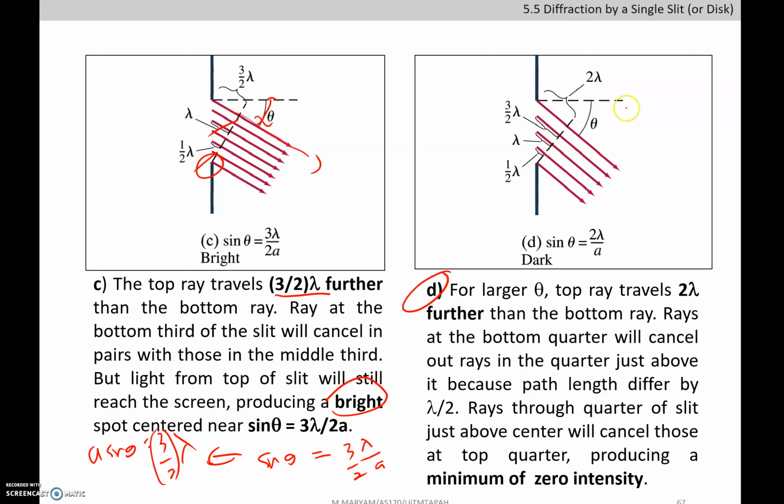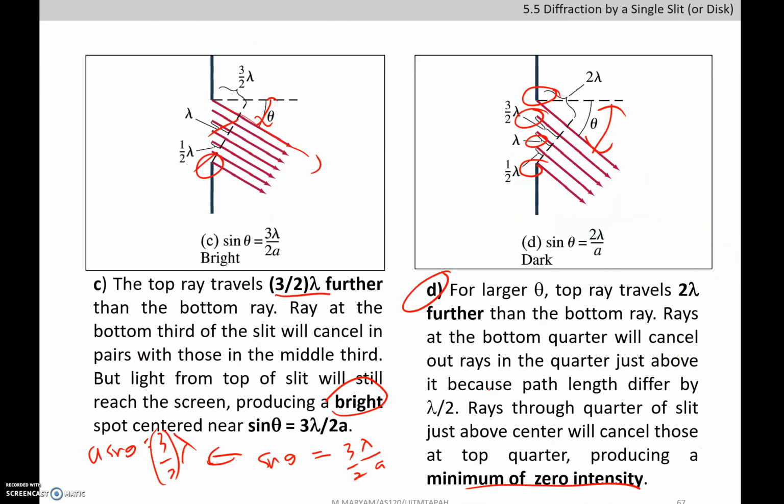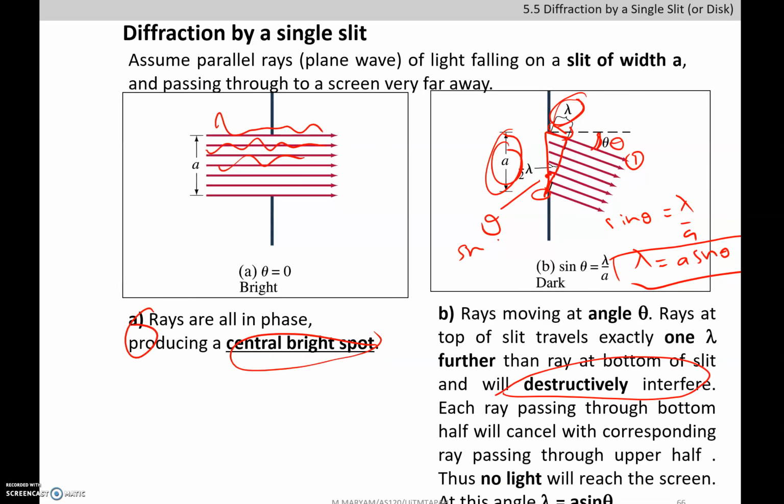So I will increase again the angle. Again, the bottom here will cancel out this part here, and then it will cancel out this part again. And then finally here, which will produce zero intensity, or it will become destructive like this one here. So I will still get the same equation: lambda is equal to A sine theta.